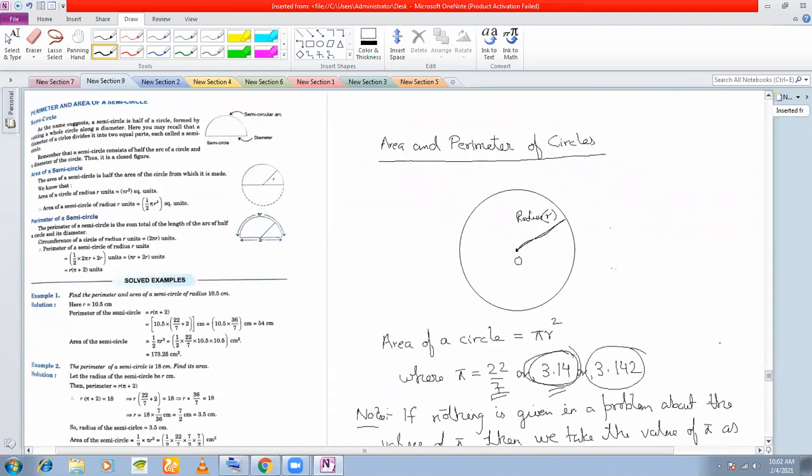Now, what do you mean by circumference of a circle? The boundary of the circle, the length of this boundary here, this entire boundary, this is called the whole arc. I'll come to the definition of arc also. This boundary of the circle is called the whole arc. The length of the whole arc of a circle is called the circumference of a circle, or the perimeter of a circle.